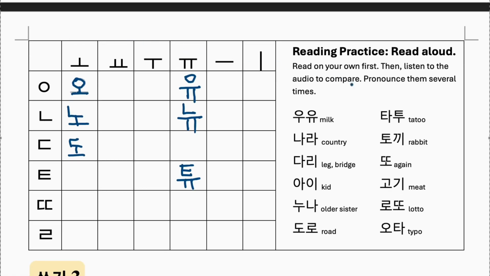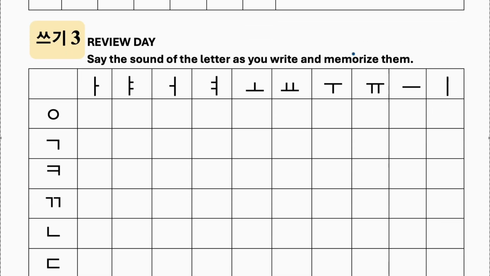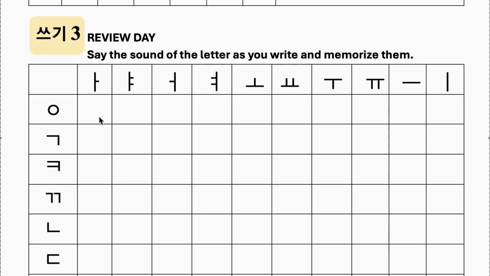And reading practice, just follow what I said here. Same thing, writing day 3, review day. So review day, either you could just go this way or you could go this way. You can choose however you want to do it. You're really enforcing learning the consonant. So here is gu, a, ka, gu, ya, kya.